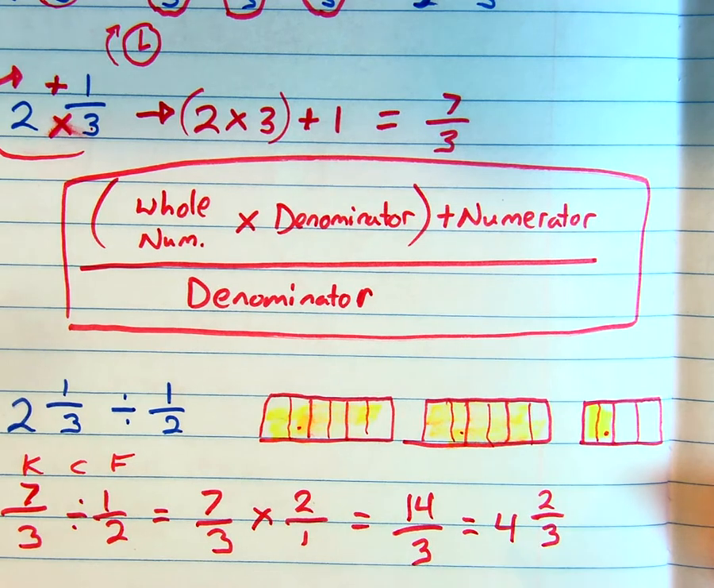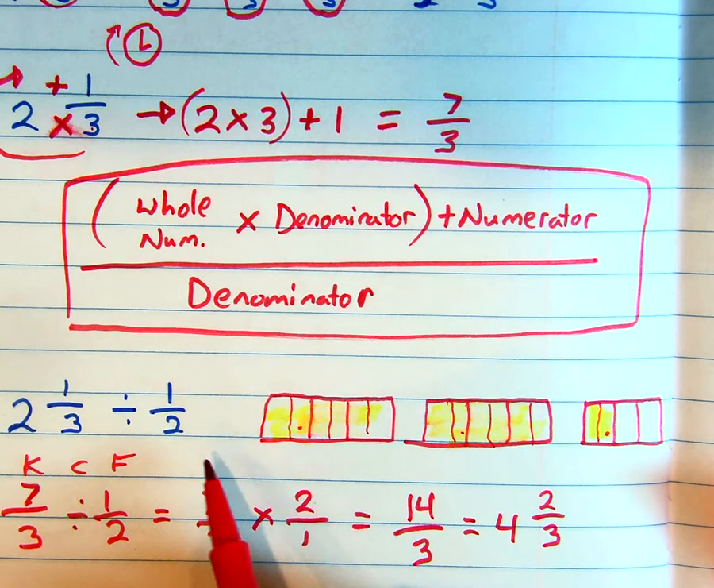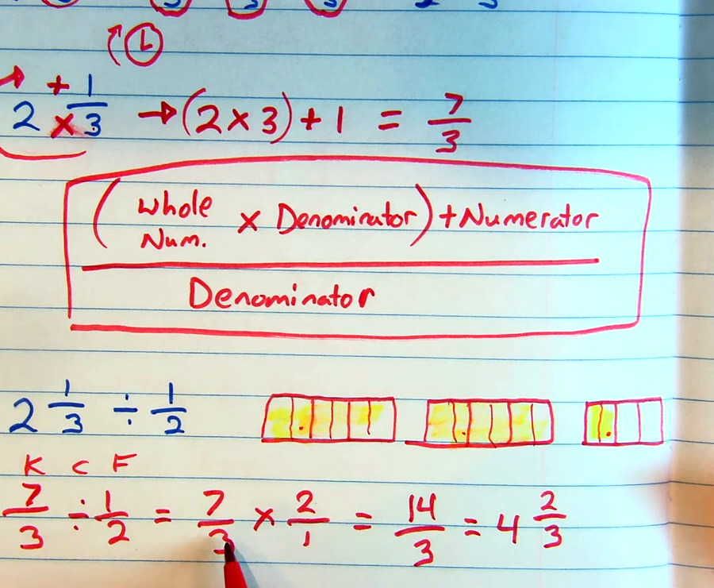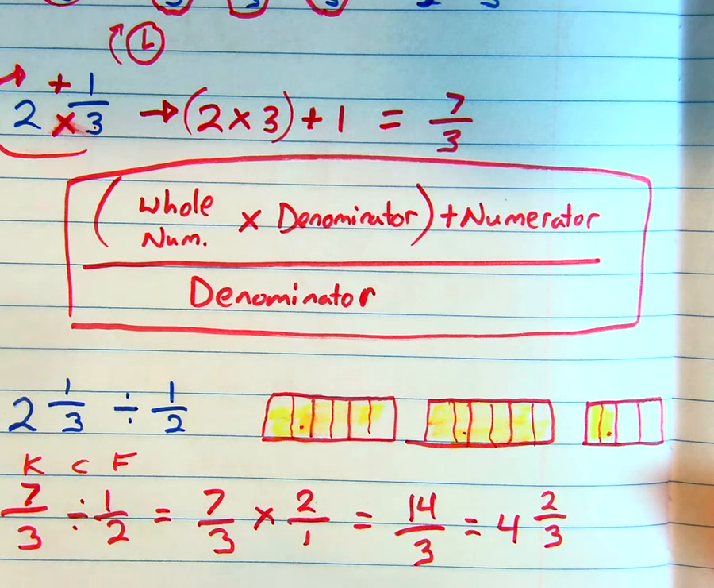So we're saying we're dividing it by half, we're creating twice as many pieces. So our 7 thirds turns into 14 thirds. And if we divide it down, that's how we end up with 4 2/3. But visually, this is what's happening. All right, let's take a look.